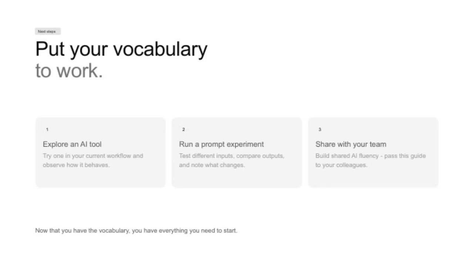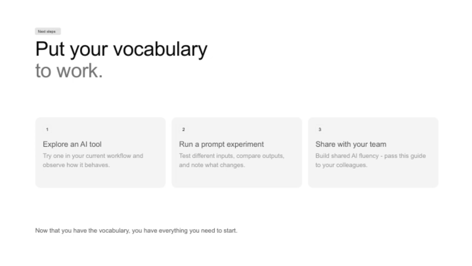Now that you have your vocabulary, you're ready to start applying what you've learned. The first step is to put your vocabulary to work, which means actively using these terms in your own AI-related tasks and projects. Once you're comfortable with that, it's important to share this knowledge with your team. Building shared AI fluency helps everyone stay on the same page and accelerates your collective progress. You can do this simply by passing along this guide to your colleagues.